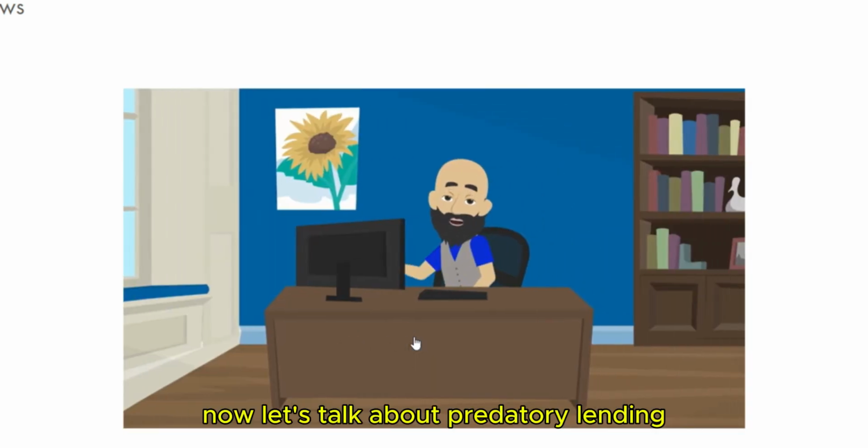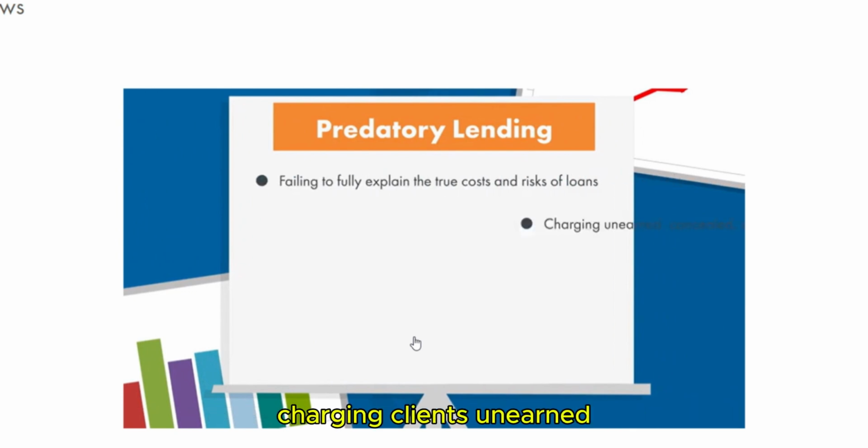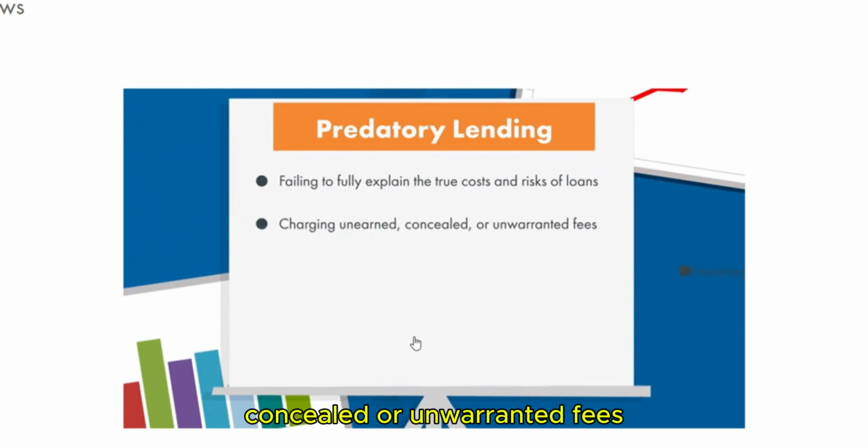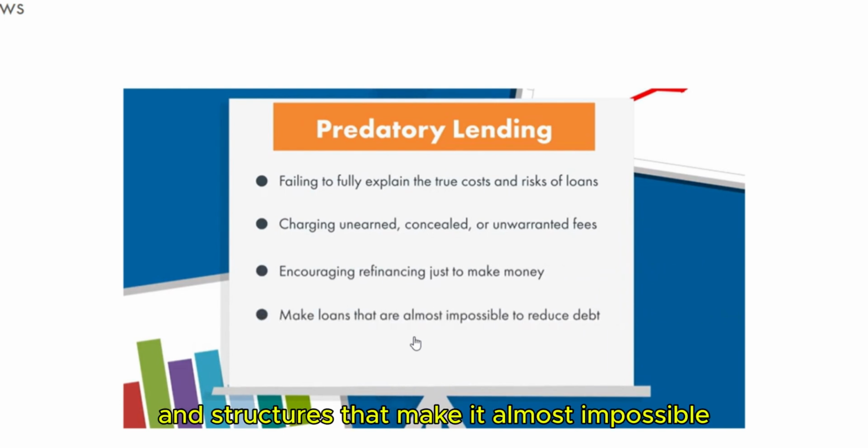Now let's talk about predatory lending. Predatory lending practices include failing to fully disclose or explain the true costs and risks of loan transactions, charging clients unearned, concealed, or unwarranted fees, encouraging clients to refinance loans just so the lender or originator can make money, and making loans with terms and structures that make it almost impossible for people to reduce their debt. And there are other illegal practices under the fair lending laws.